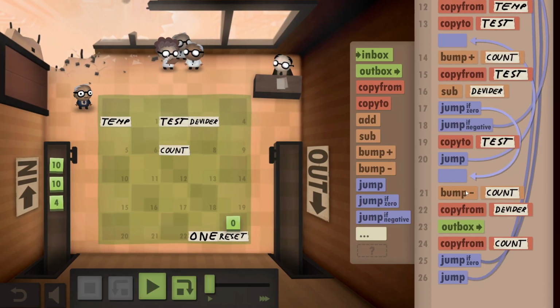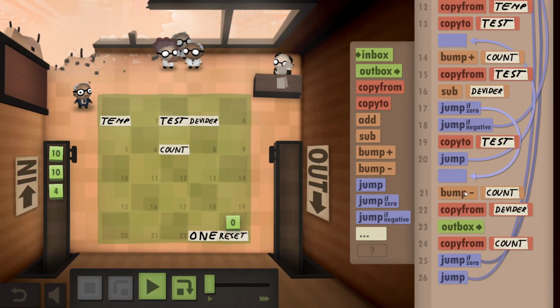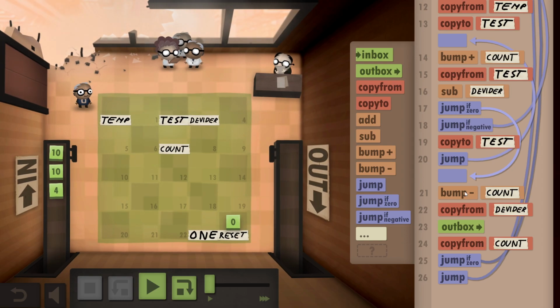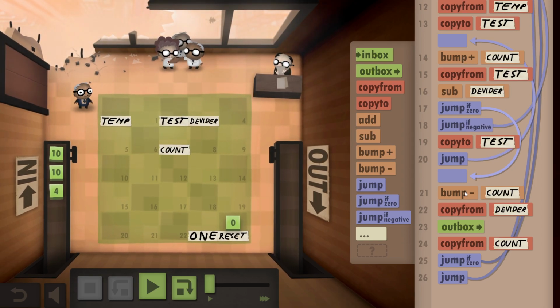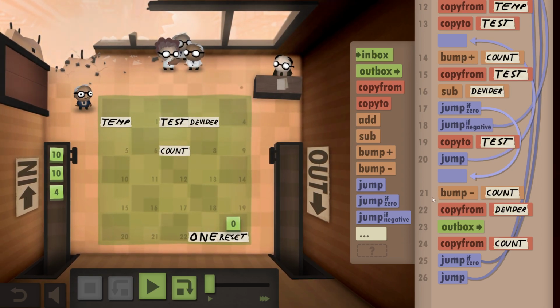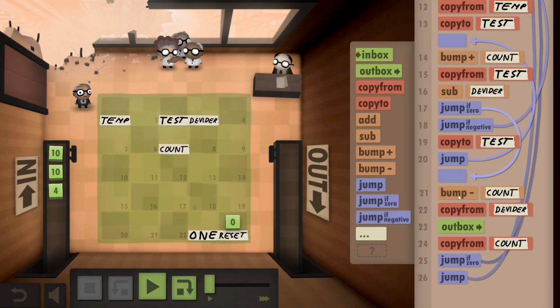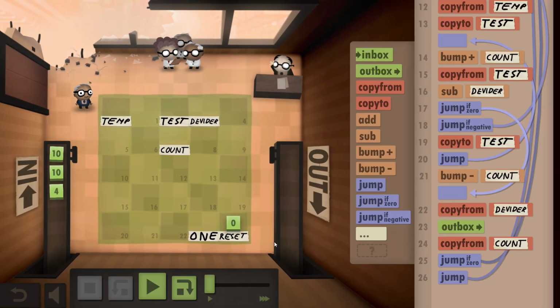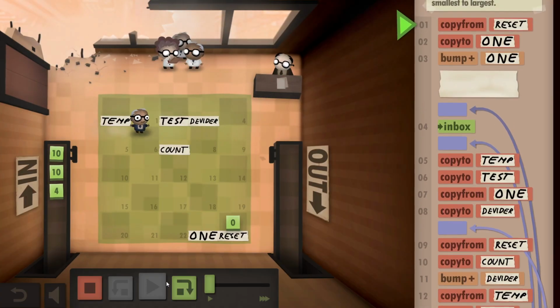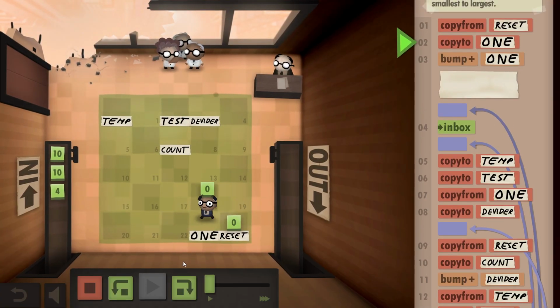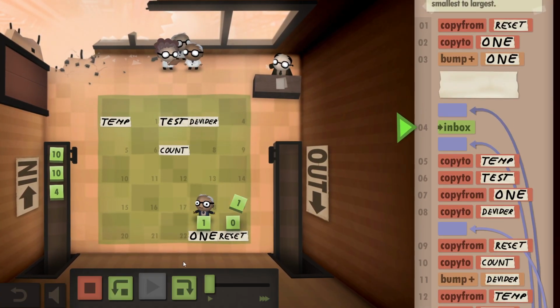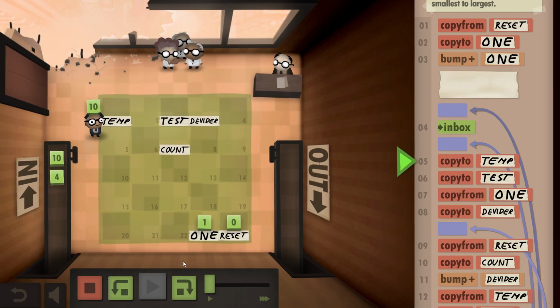This bump minus. Why did I have bump minus? I wish we could put a comment over it so we hide it. I can do this. Okay, let's do it again. I'm gonna have to go through it a few times to see where we are, where the mistakes are and stuff like that.